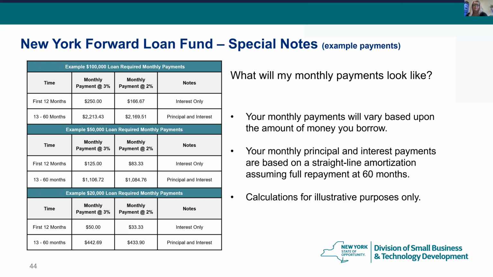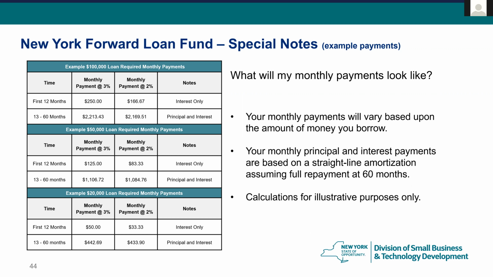Now some special notes on some example payments. I think this is a good thing to take a quick look at. This is an example of 3 different sizes of loan and the way that interest-only payment works at the beginning. Again, like I said, interest-only payments for the first 12 months and then the principal and interest for the remaining 4 years. See, there's a bit of a jump in payment, depending on how much you're borrowing, of course, to cover that principal payment as well.